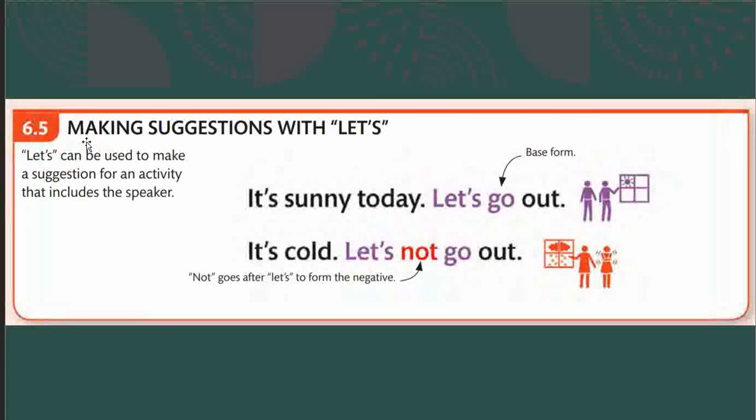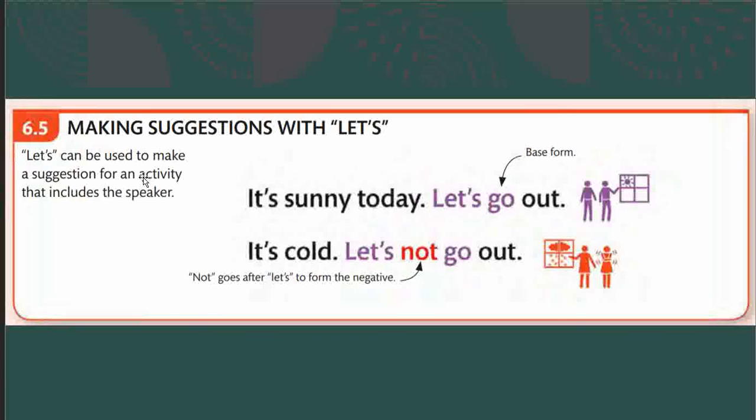Towards the end, we have the next pointer: making suggestions with let's. Now, let us, L-E-T U-S, is contracted to make let's, where the U is taken away and an apostrophe is added. The word let's is constructed. It's a contraction. Now, let's is used for making suggestions.